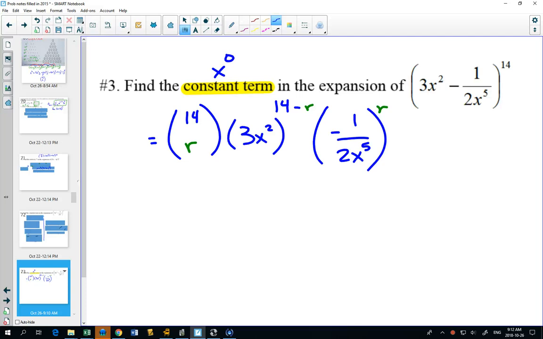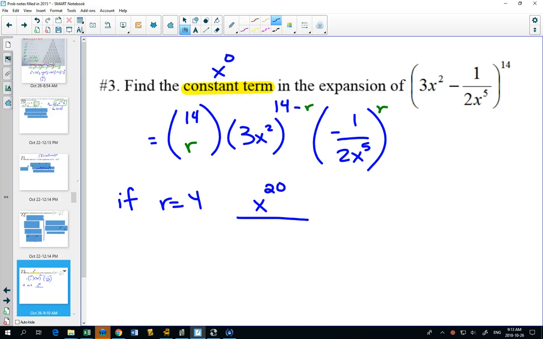Some people like to solve the next part by mental math, because you know that r has to be a whole number, and it actually does not take very long to figure out. Usually I say, start with a random value of r. Pick a value for r, 4. So if you pick r is 4, can you see that here you would have 14 minus 4, which would be 10. In our numerator, how many x's would we have? I'd have x squared to the 10, so I'd have x to the 20 if r is 4.